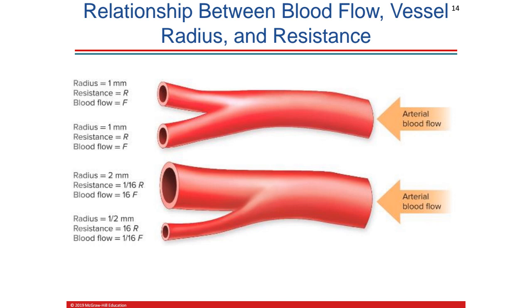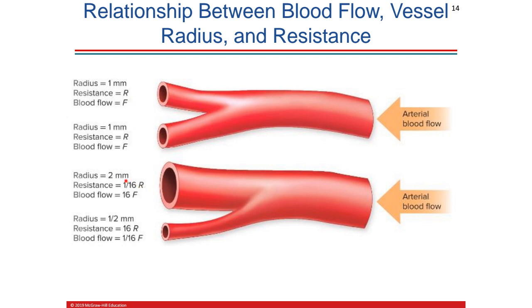This figure illustrates the principle I just outlined. Let's imagine we have arterial blood flow coming in this way, and we have a split or bifurcation in the blood vessel. And here we have a radius of 1 millimeter for this vessel, and we have a radius of 1 millimeter for this blood vessel here. So as you can imagine, you'd have about the same blood flow, or F, for both of these. And we're going to have the same resistance. We'll just call it R for both of these tubes.